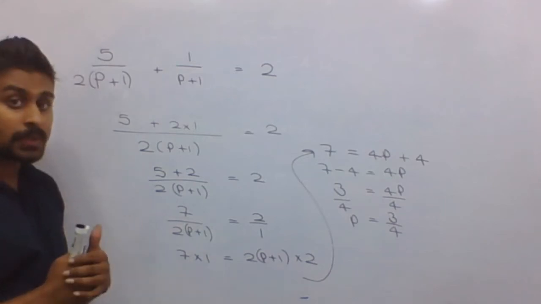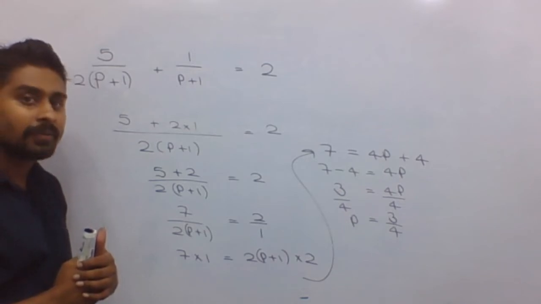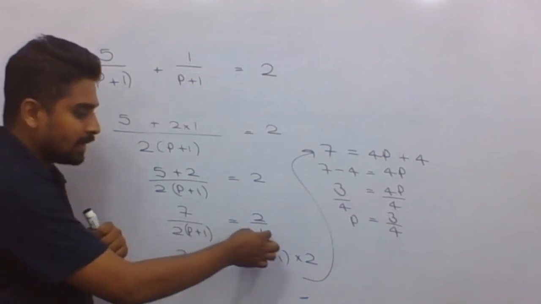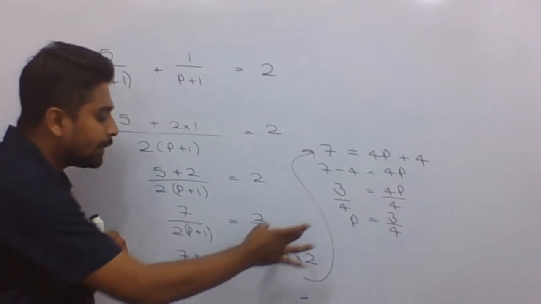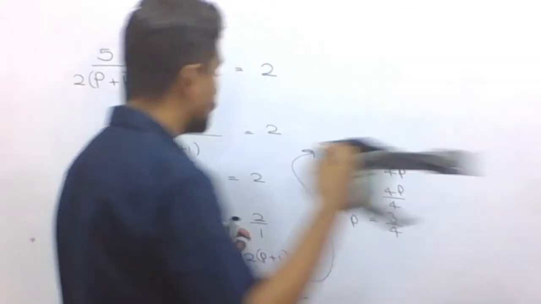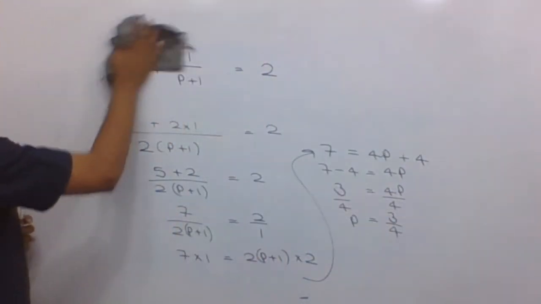There are some other methods also you can follow. There is a technique where you add 1 and, without cross multiplying, bring this to the other side at once. Okay, right. Then I'm going to erase this one. Then let's do the next question.